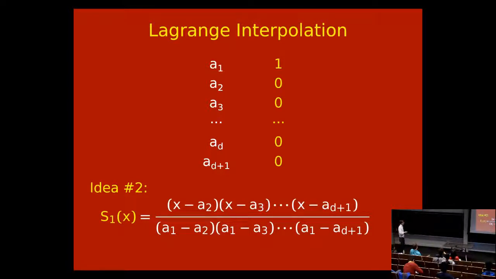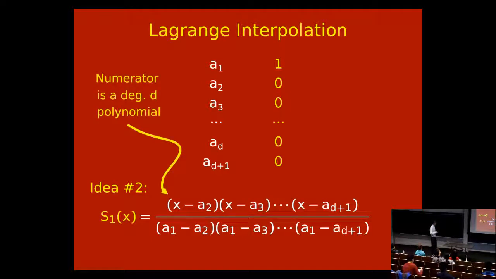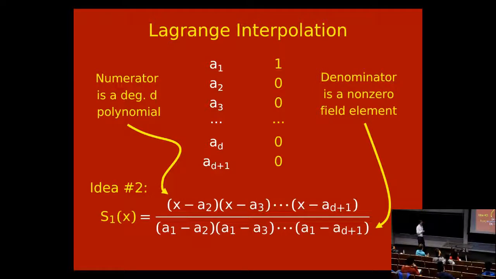Okay, and that's this idea. This is the answer. This works. I call this polynomial s sub 1 of x. There's the thing on top, and then this thing is just a number in the bottom. So the numerator is a polynomial of degree d, and the denominator is just a field element. It's a number.